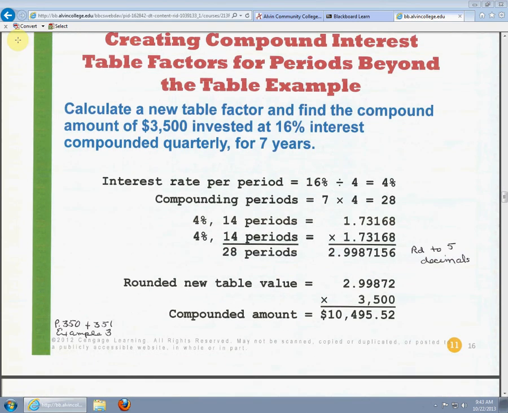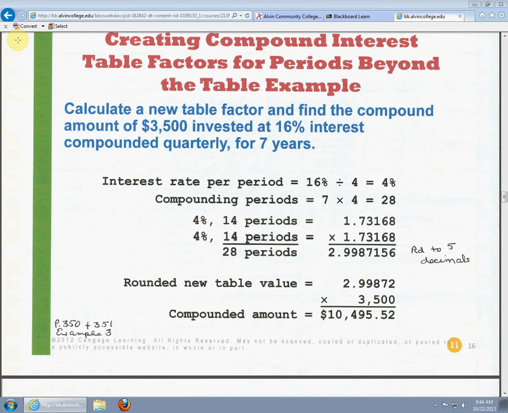So you will take those figures and you will multiply them together, and so we get a new factor when we round it to 5 decimal places, 1, 2, 3, 4, 5, so we'd round this up to 2. So our new value is 2.99872. So we multiply the value we found in the table times itself? Yes, yeah, because this is 14 periods and this is 14 periods to make up the 28 to get a new factor, okay? And then you round it to the 5 decimals.